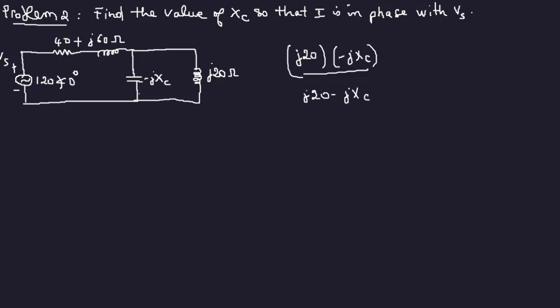Remember, I'm trying to find the total impedance seen by the generator so that I is in phase with VS, and for that to happen, the total impedance seen by the generator must have a zero imaginary part. So let me simplify this first. J squared is minus 1, so the numerator is positive, 20 XC. At the bottom, we can pull out the J and have 20 minus XC.